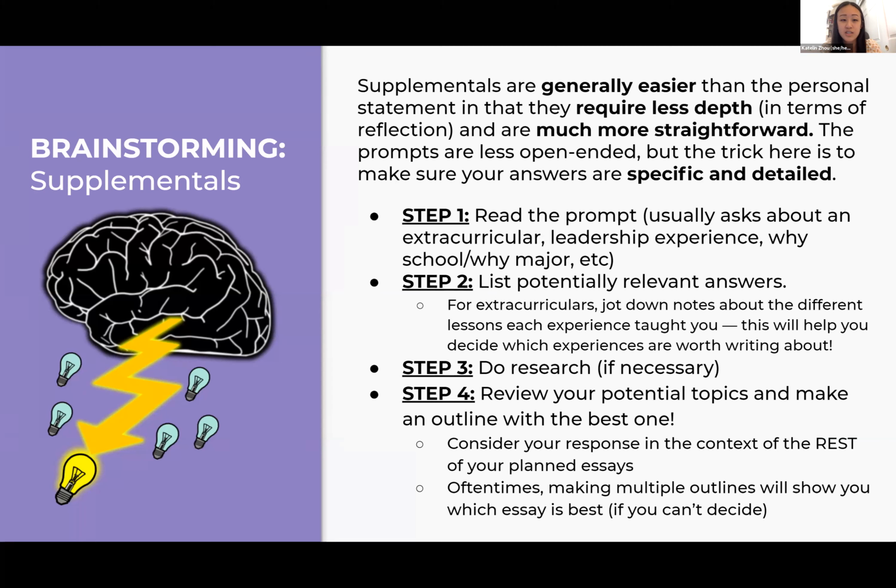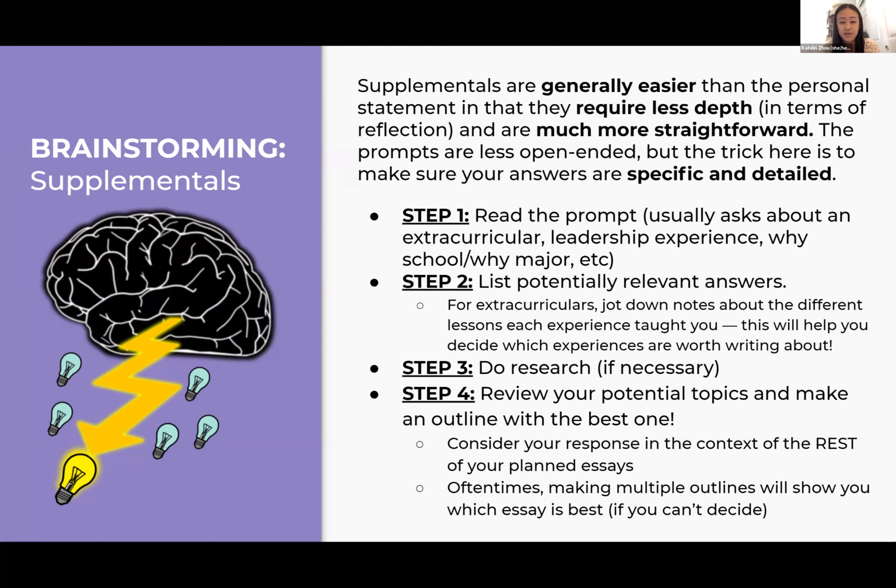And the fourth step is to review your potential topics and to make an outline with the best one. So you might feel stuck a lot of times because you feel like there's just too many things you want to write about and you don't really know which ones. So usually you want to just make an outline, and that'll really help you see which ones you actually have enough content to create a full, thorough response for.